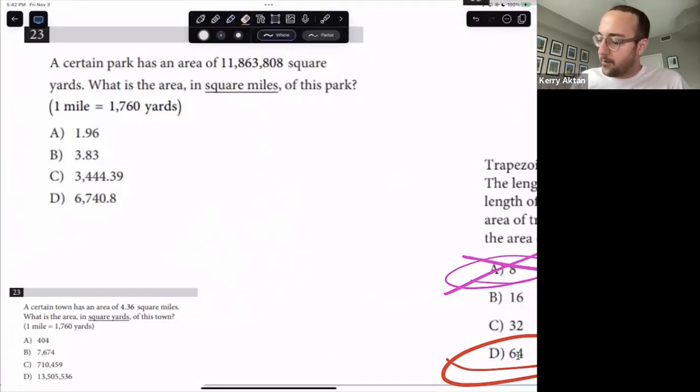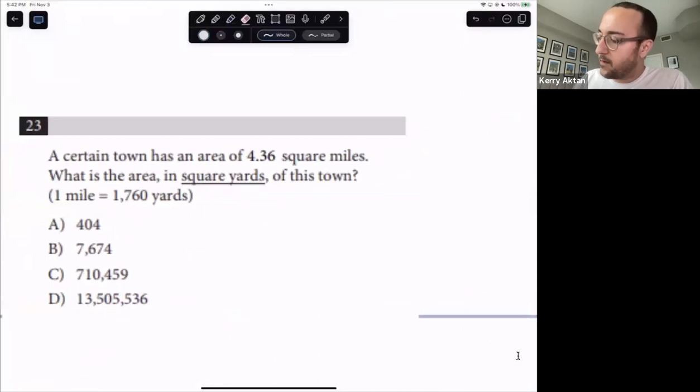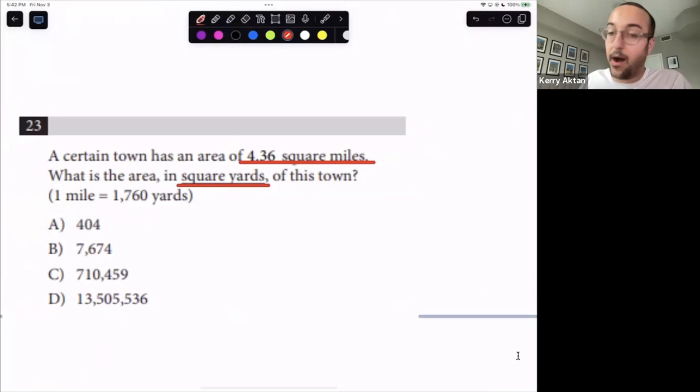I'll work through the top one, or I want to do the bottom one first, to be honest. It's just easier to teach from. The bottom one, a certain area has 4.36 square miles, and I'm trying to go to square yards. Yards are smaller, so the number should get much bigger. So remember, 4.36 times what?